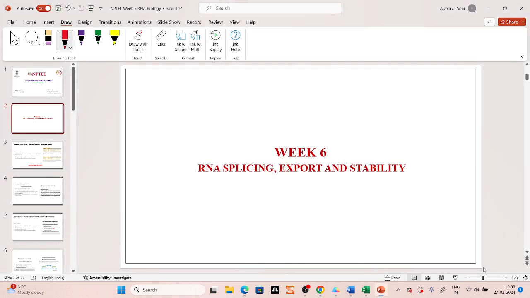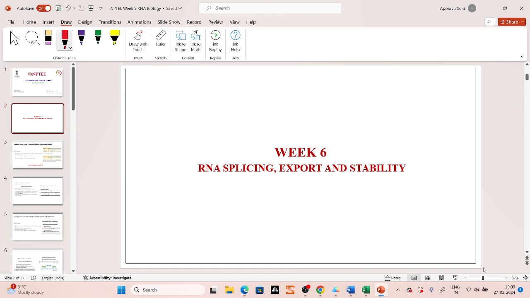Okay, so this week we have to start RNA splicing, export, and stability. After the transcription, we've been studying the different kinds of processing events that take place that convert the pre-mRNA into a mature mRNA. We have studied the three major post-transcriptional events: 5' capping, splicing, and polyadenylation and methylation of specific regions. Then we have also studied some alternative splicing and alternative poly A tailing that occurs.